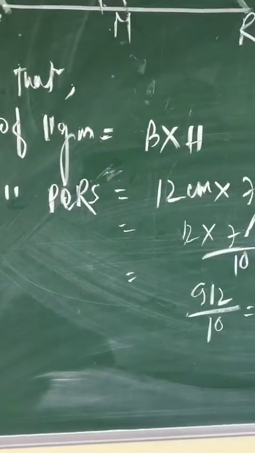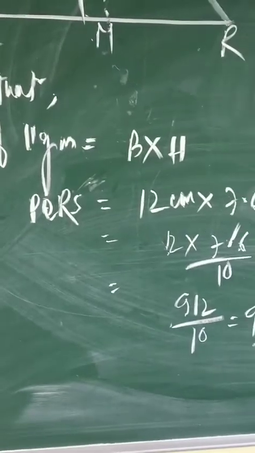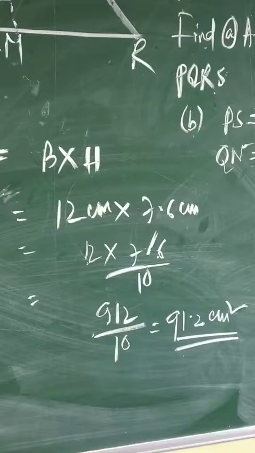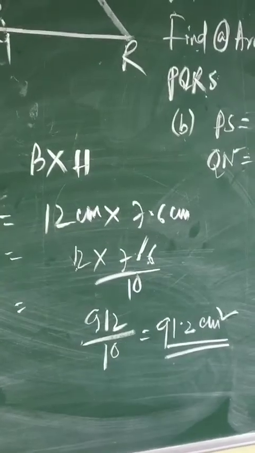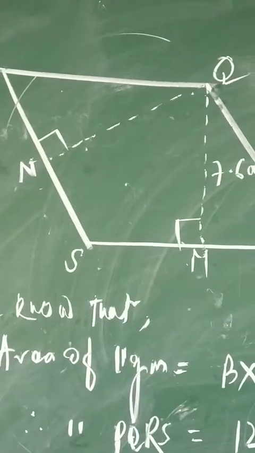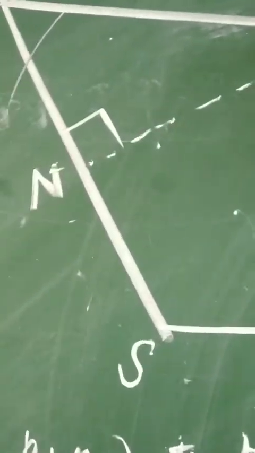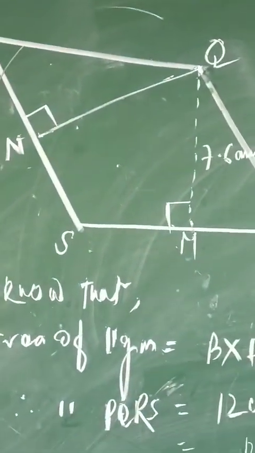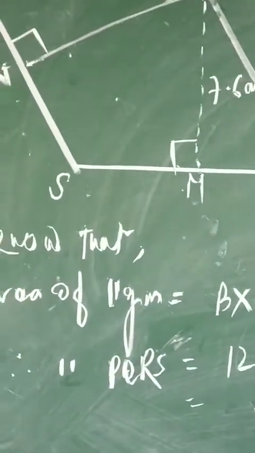Now we are not over with the answer because the question has two parts. In the first part they asked for the area of PQRS, and in the next part they're asking to find the measure of QN, the height QN. What is the measure of QN, which is another height of PQRS? That is what we have to find. So children, here we are going to find the measure of QN.